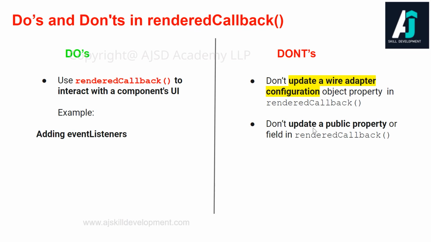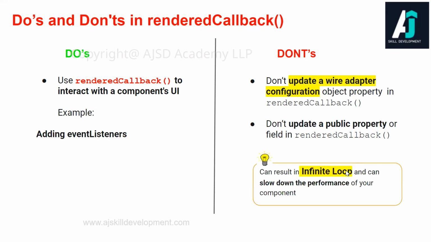And don't update a public property. Why? We have learned that, right? Because the rendered callback will get executed many times. So it will lead to an infinite loop. And it can also slow down the performance of your component. We have seen this as an example also. So these are the do's and don'ts of the rendered callback.